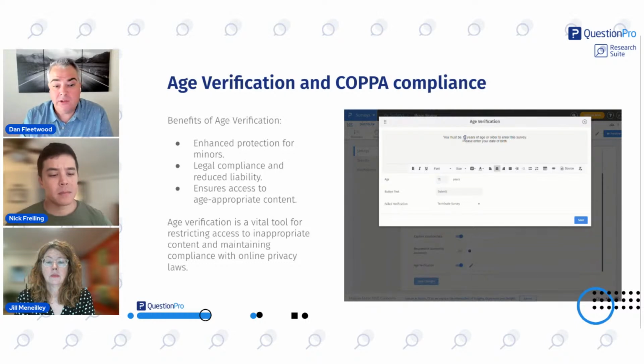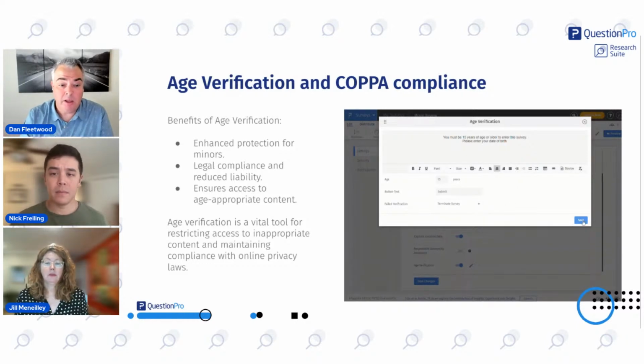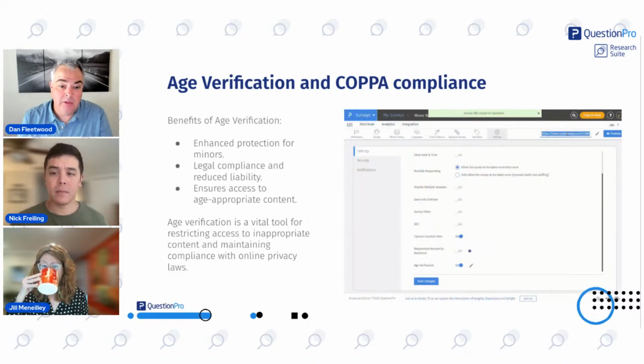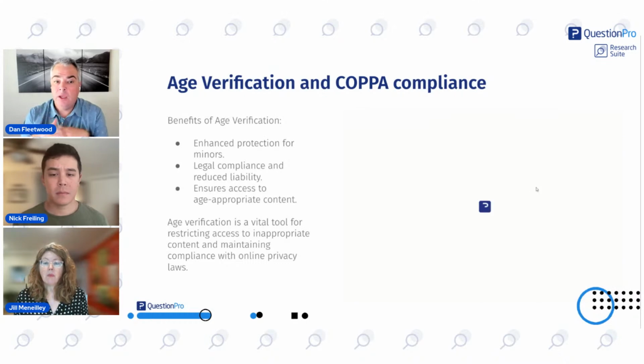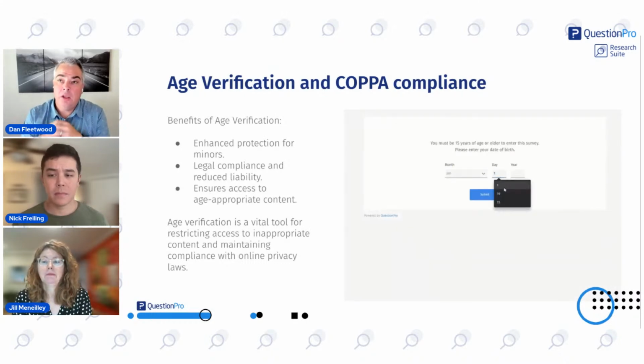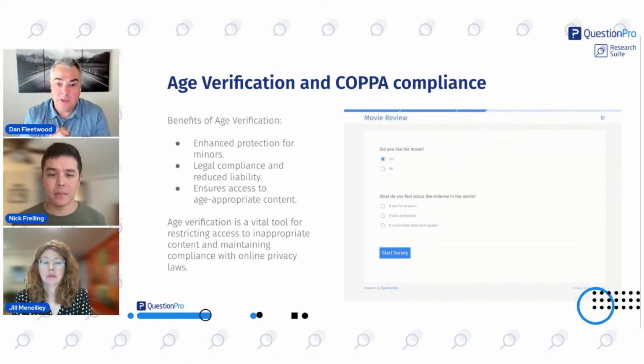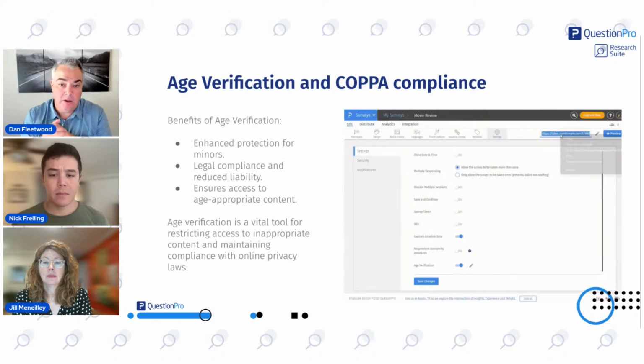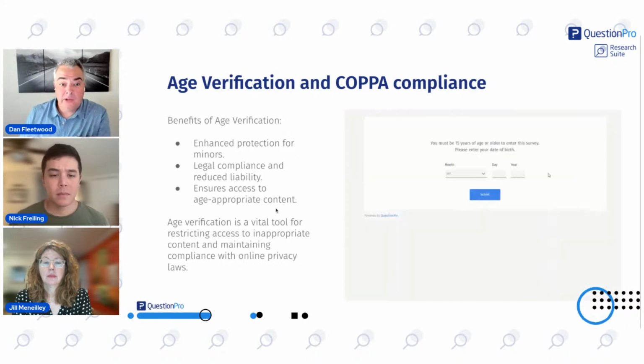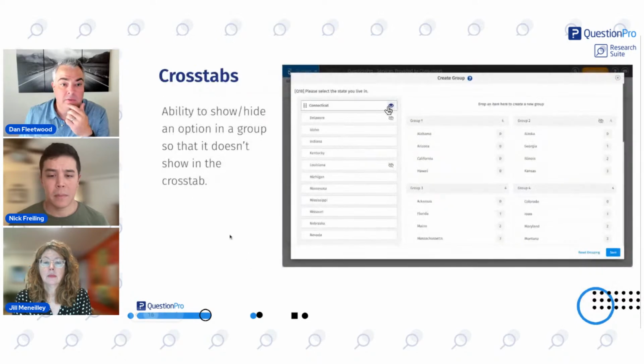So this is the age verification tool. It's vital for restricting access to inappropriate content and maintaining compliance with online privacy laws. So this is something that is available. You can apply it to all your surveys. You can apply it to just one. So there's an array of different options there in terms of how you want to roll it out at your company. But this is something that we've worked on pretty extensively here.